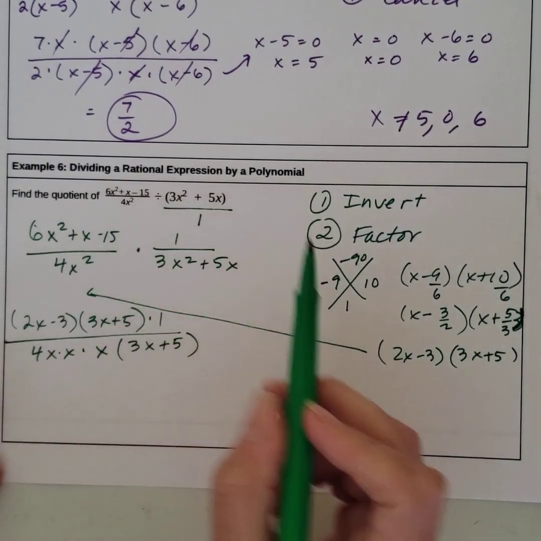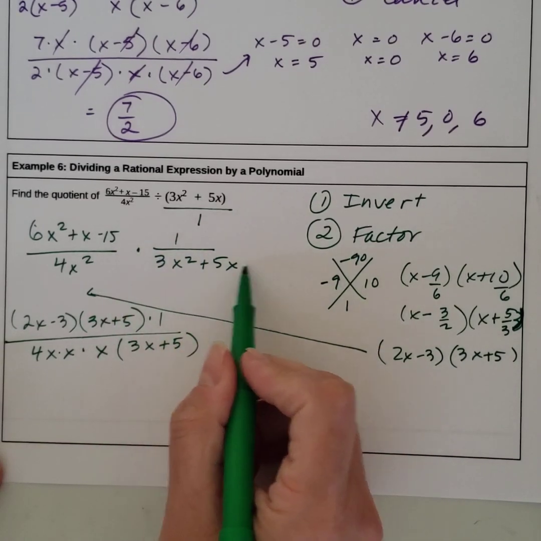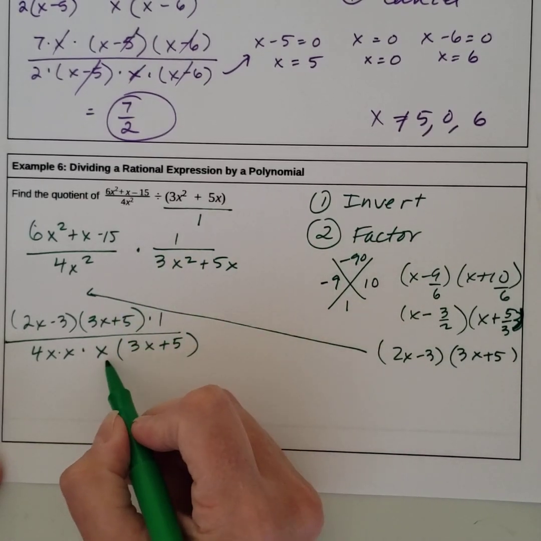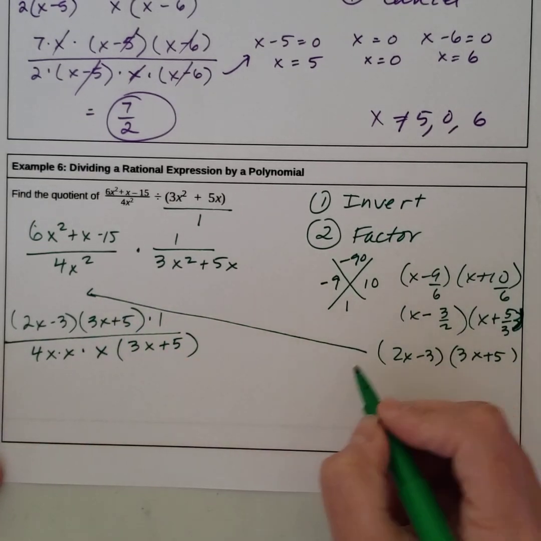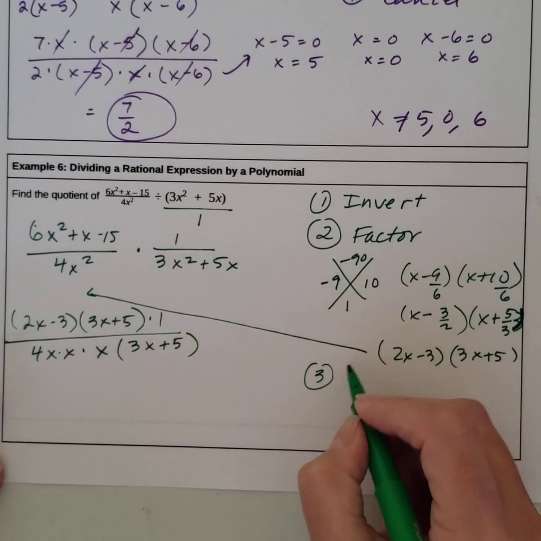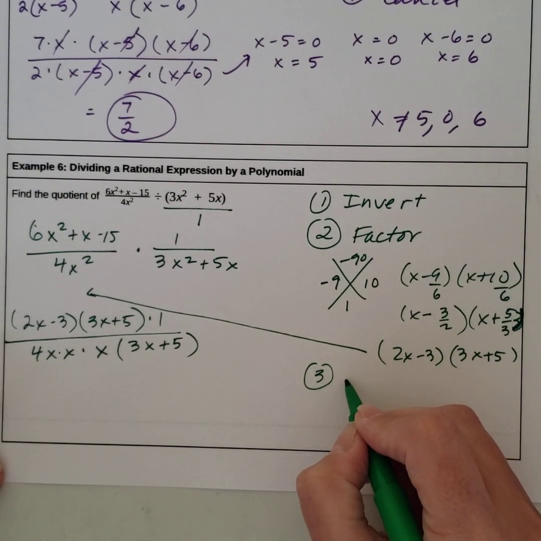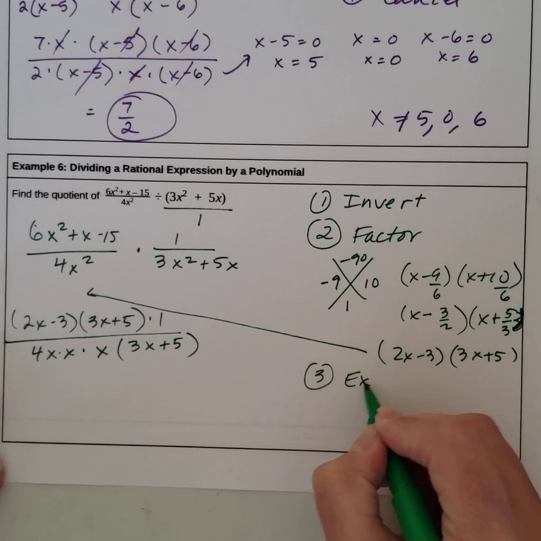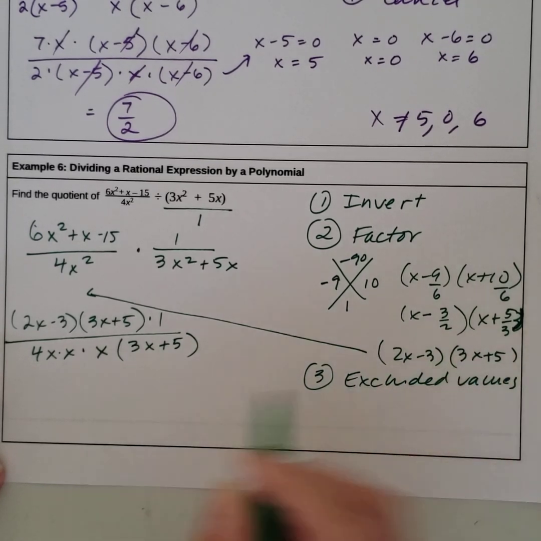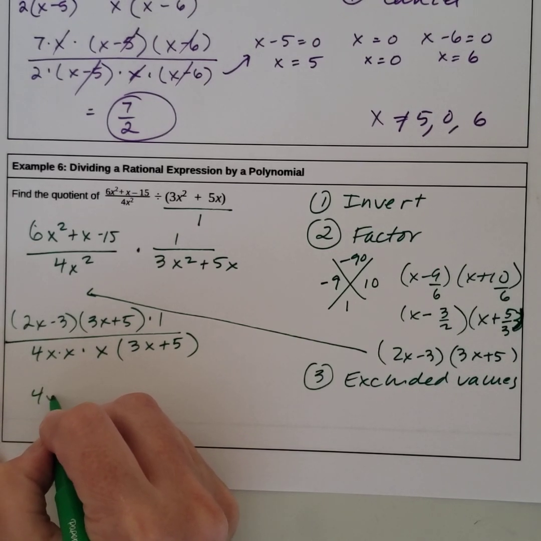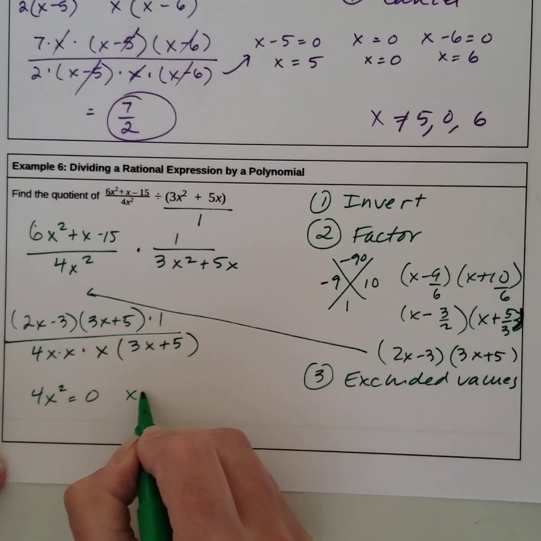So we have factored this. There's only the 1 on top. We have the 4x squared on the bottom, and in this bottom term, we factored out an x and are left with 3x plus 5. So now let's look at exclusions. For excluded values, we would set the 4x squared equal to 0, x equal to 0.